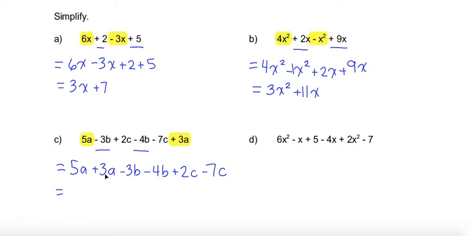So last step is to simplify or combine my like terms. 5 plus 3 is 8A. Negative 3B minus 4B. Negative 3 take away 4 is negative 7B. And 2 take away 7 is negative 5C.